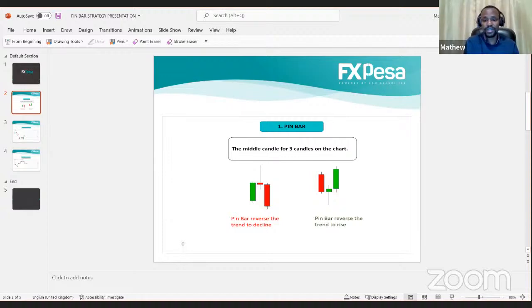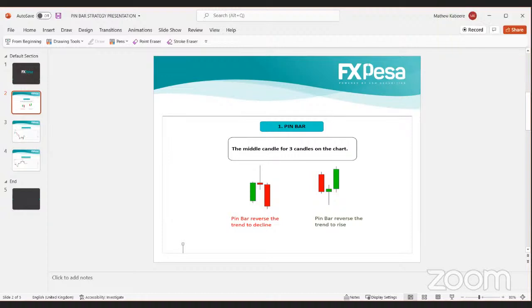Another scenario is where you might have a long wick at the top and at the bottom, and then the body settles somewhere at the middle. That one is not a pin bar. It's a doji, showing indecision. So there's one that shows indecision, and then there's one that shows rejection. Indecision means the market is not decided on the direction. But rejection shows the market is clearly ignoring one direction.